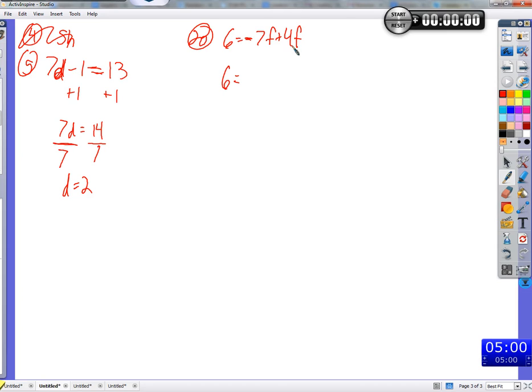Okay, so we've got these two like terms, so we can put them together into one term, with one coefficient. 4f minus 7f is negative 3f. And then, as we might expect, that last step we divide by that coefficient. So we get negative 2 is f.